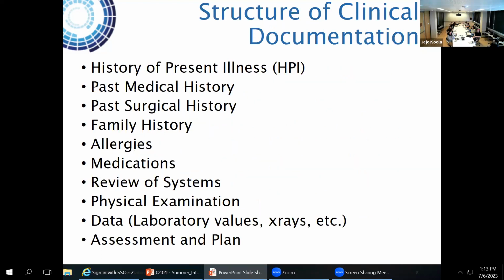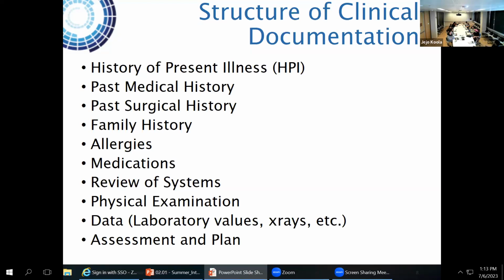So the first thing I want to talk about is the structure of clinical documentation that is used for healthcare providers, particularly doctors, physicians, nurse practitioners, physician assistants. This may not be the same structure that is used by other healthcare providers in our system, including nurses, social workers, physical therapists, and a whole host of other people. But at the very least, I can tell you what the structure of clinical documentation is for those types of providers.